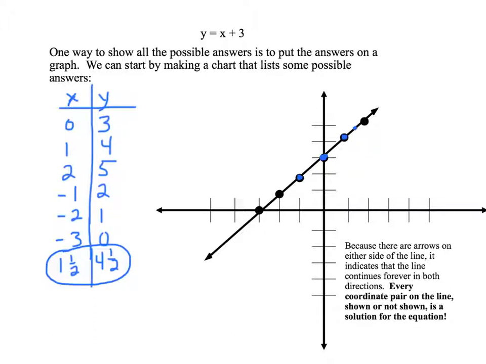Okay? And that leads to something very important that I have written down over here to the right. First of all, because there are arrows on either side of the line, it indicates that the line continues forever in both directions. Every coordinate pair on the line, shown or not shown, is a solution for the equation. So a mathematician, by doing this, is showing all the different possible answers for this equation, y equals x plus 3, by putting that on a Cartesian coordinate grid.